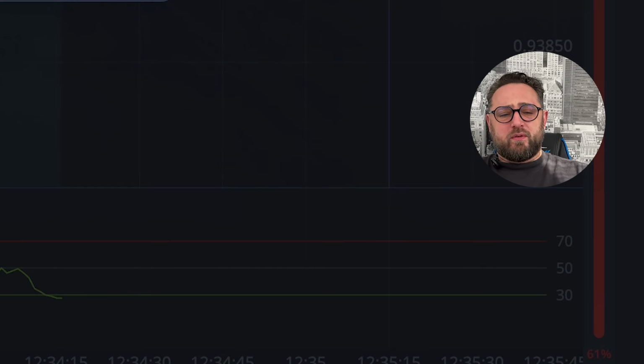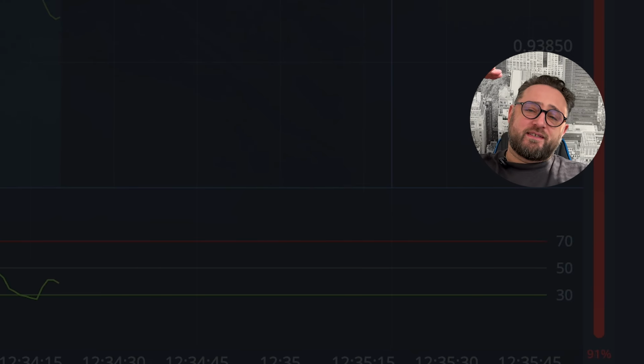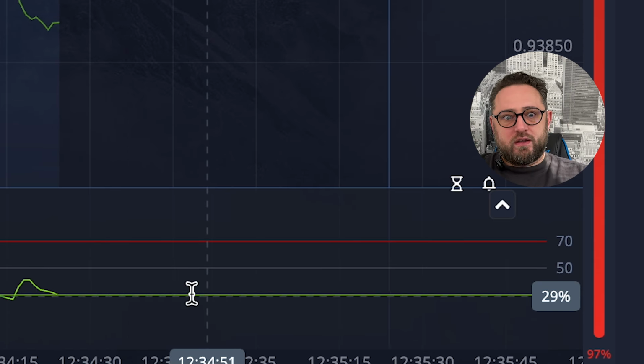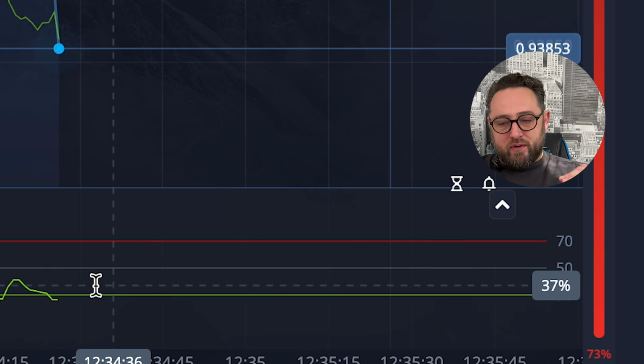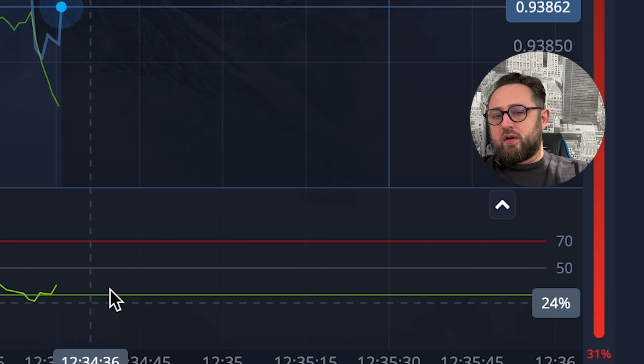The idea is simple. If price hits the upper band and RSI is over 70, that's a potential short or sell. If price hits the lower band and RSI is under 30, that's a potential long, buy. So we're looking for a confirmation, not just a random bounce. Don't be blind. Trade smart.